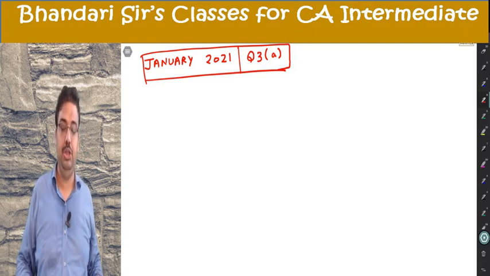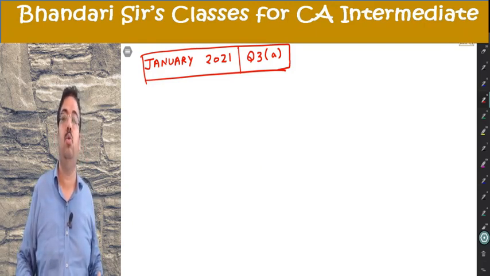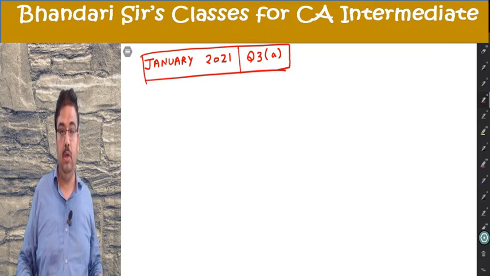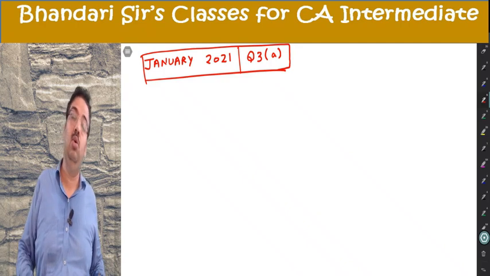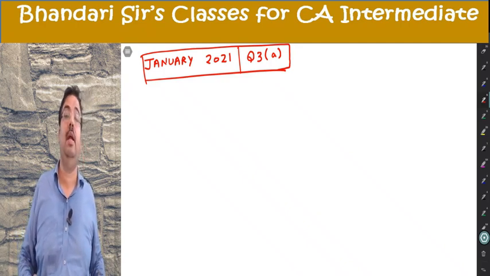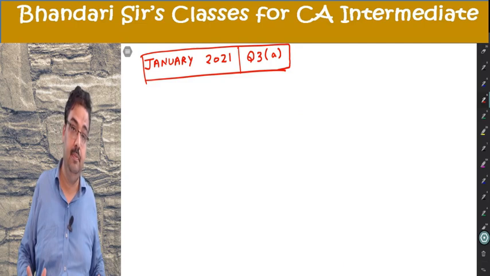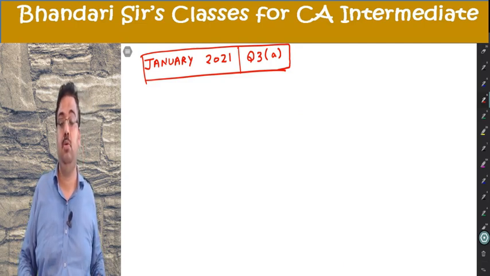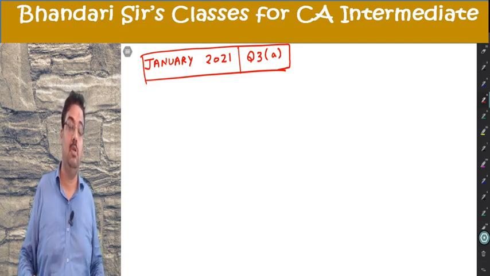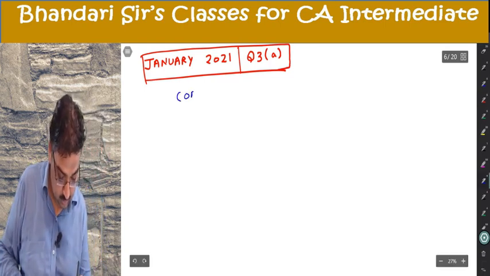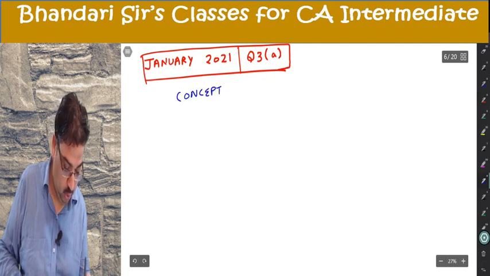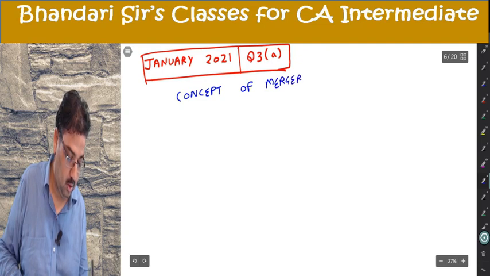The next question I reach is January 2021 question 3A. It was given for 10 marks, but it contains a new concept. If you understand the concept, the question is very easy. Without the concept, the question is impossible. So I'm writing there and explaining that concept to you. This is the concept of merger in marginal costing.